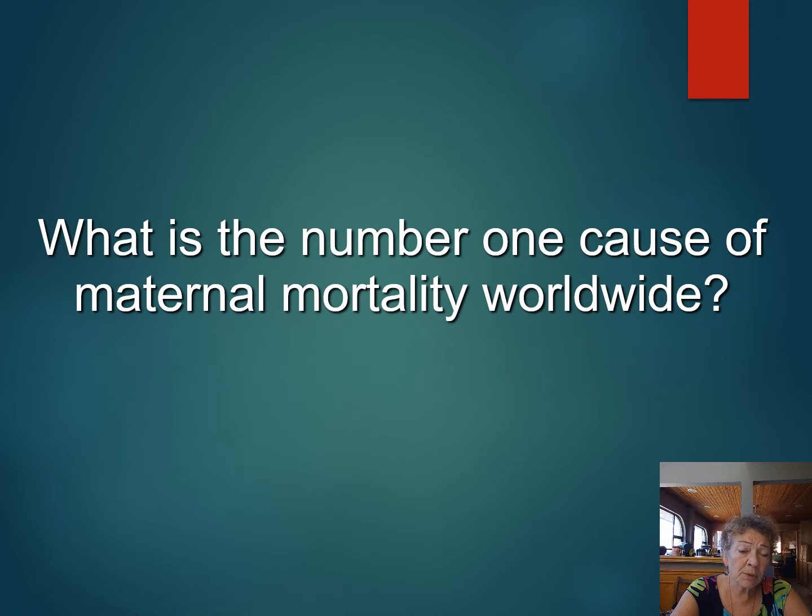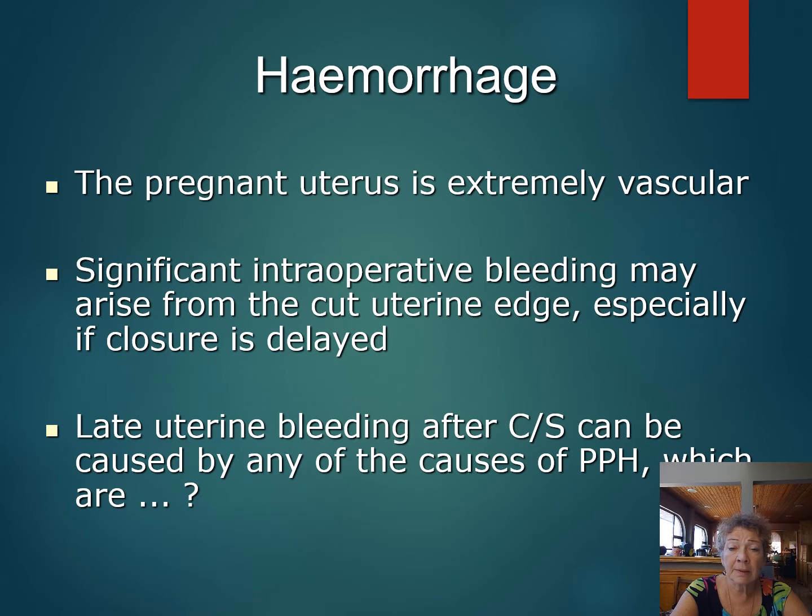So that's a little bit about infection, but we have to remember what is the number one cause of maternal mortality worldwide. You've heard about this already over the last few days, and you know very well the answer to this question. That is hemorrhage. More women die of hemorrhage than die of any other cause. Although sepsis is a close second now, and it's actually gaining on hemorrhage as a major cause of death.